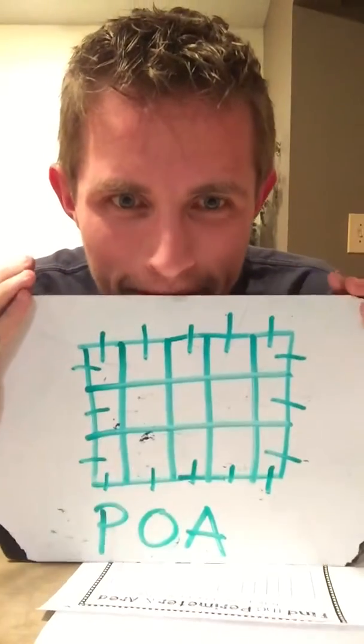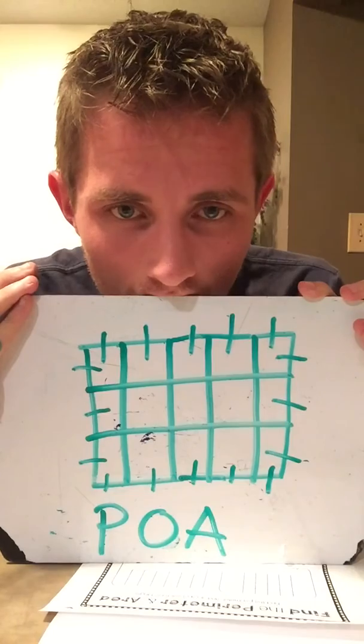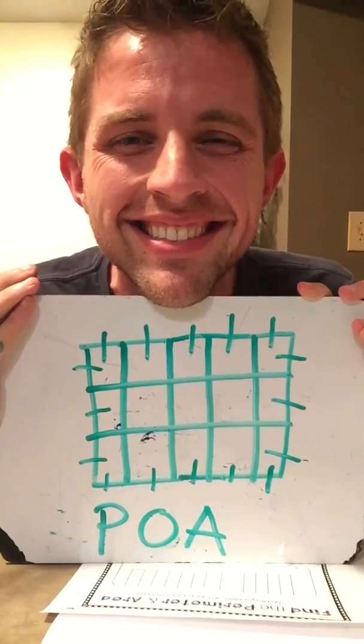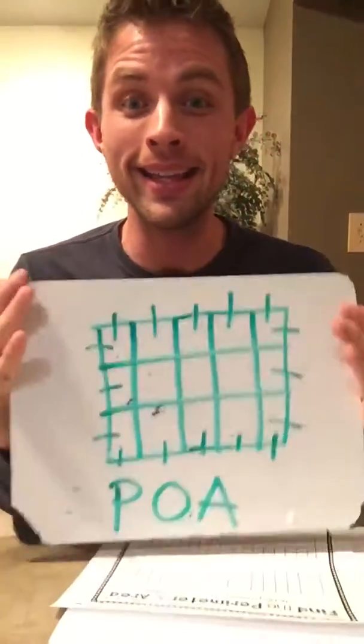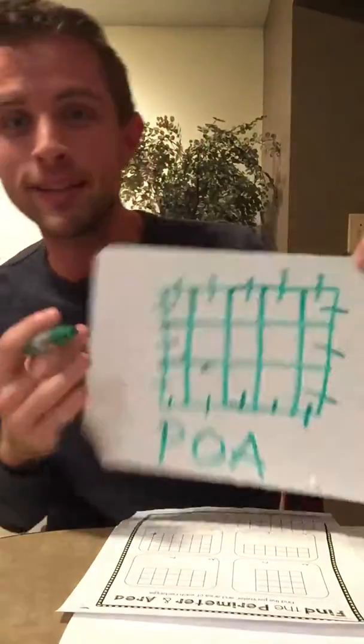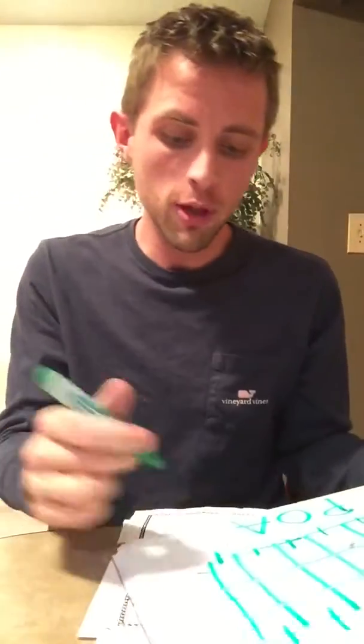What am I doing wrong? No, I'm right. It's 16. Okay, so it is 16. Y'all know Mr. Roy makes a lot of mistakes. So yeah, it is 16. Okay, so that's one way to do it. And the perimeter would be 16 units.